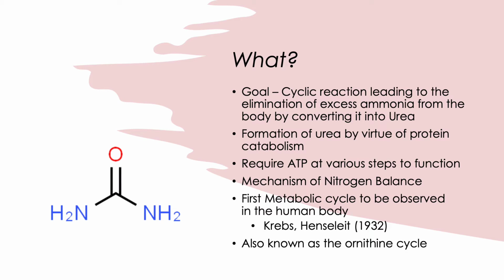First, we're going to get into the overall goal of the urea cycle. The overall goal of the urea cycle is to manage the levels of liberated ammonia present in the tissues of the human body due to protein breakdown.